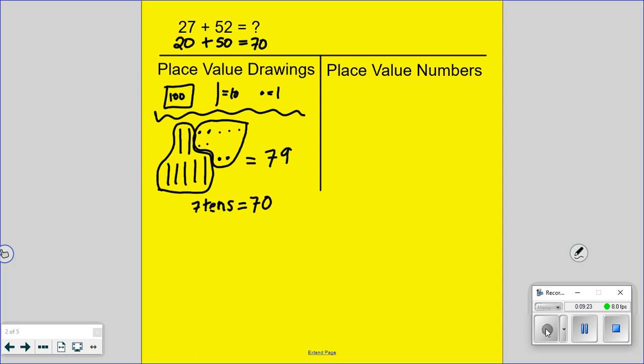Okay. We're going to do the same thing, but we're just going to use the number version. So let's look at 27. I have 2 tens plus 7. Could I write 7 ones? Yes. But I know that if I just leave it as 7, 7 is equal to 7 ones. Okay. I'm going to look at my next number. How many tens do I have in 52? It's not a trick question. Five tens plus two. I could write two ones. That's fine. If you want to write two ones, you can.